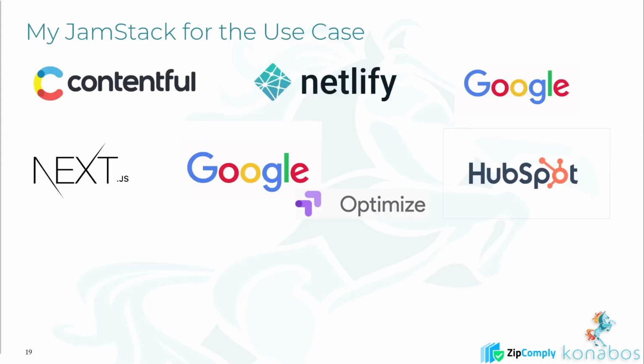So we landed here where we have a Jamstack for this use case, which is Contentful. We are going to use Google Analytics. We'll use Google Optimize for personalization. We'll use HubSpot for the forms. You build it using Next.js. It'll generate a static site, which will then get pushed into Netlify for hosting. Now you have to remember that you're cutting a lot of cost here in terms of hosting, CDNs, and things of that sort. So what is the cost that we are looking into?